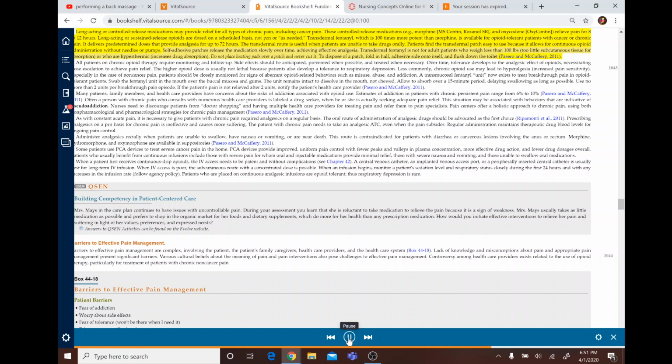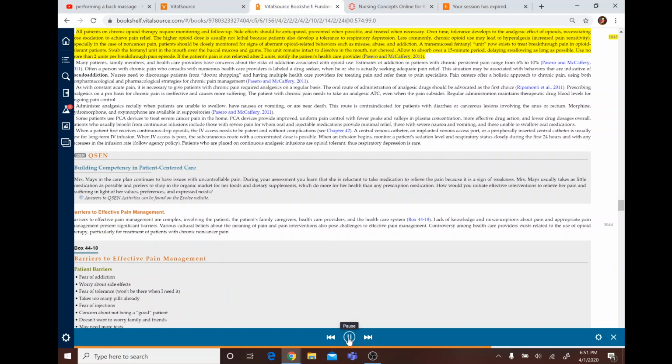To dispose of a patch, fold it in half, adhesive side onto itself, and flush it down the toilet, Pasero and McCaffery, 2011. All patients on chronic opioid therapy require monitoring and follow-up. Side effects should be anticipated, prevented when possible, and treated when necessary. Over time, tolerance develops to the analgesic effect of opioids, necessitating dose escalation to achieve pain relief.